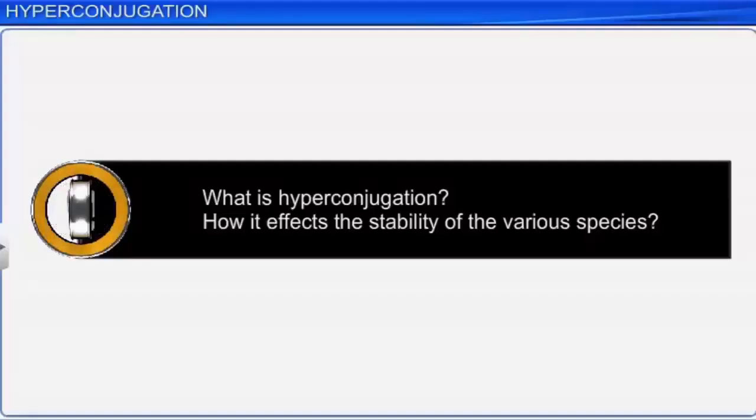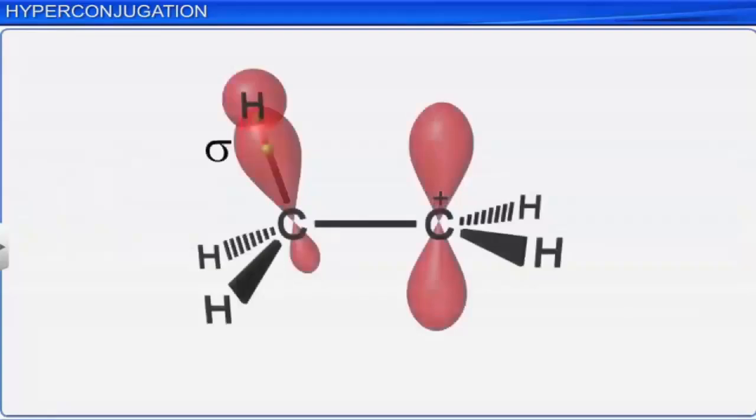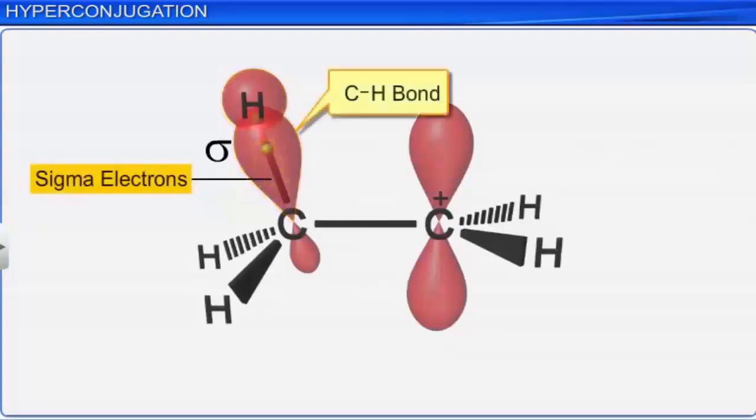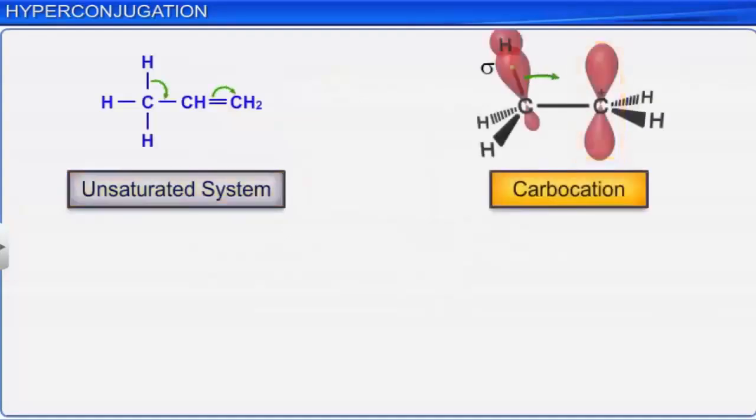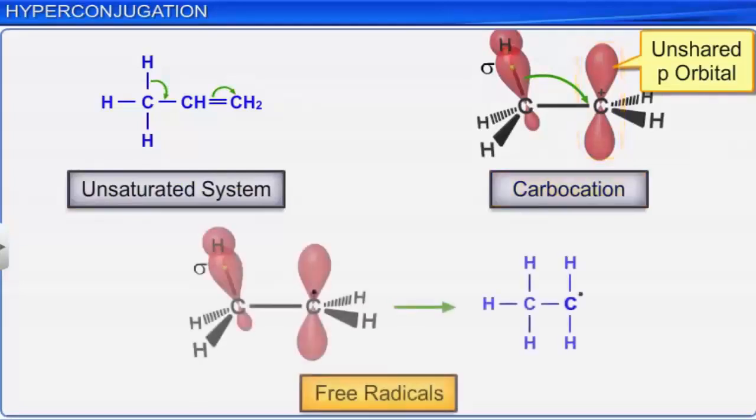Let's learn what hyperconjugation is and how it affects the stability of the various species in detail. A general stabilizing interaction which involves the delocalization of sigma electrons of a C-H bond of an alkyl group directly attached to an unsaturated system or to a species with an unshared p orbital, such as carbocations or free radicals, is known as hyperconjugation. Hyperconjugation is a permanent effect.